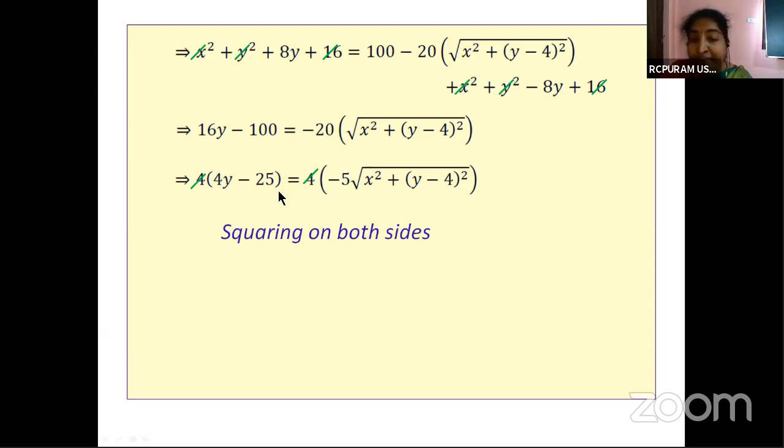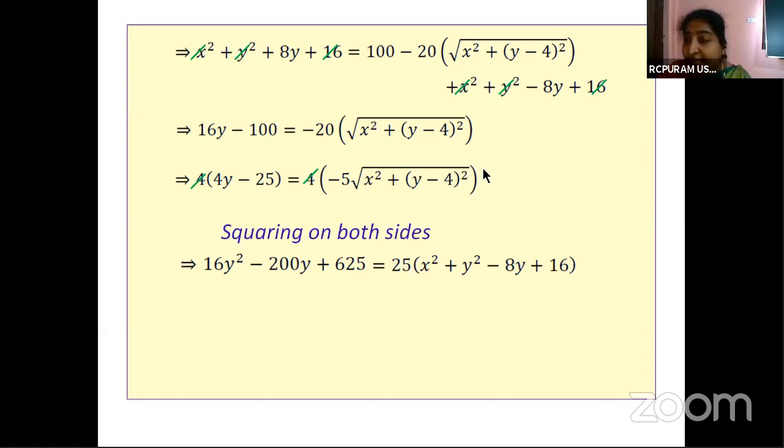4y minus 25 whole square gives you 16y square minus 2 into 4y into 25, which is minus 200y plus 25 square is 625. This is equal to minus 5 whole square is 25. Here the root is getting cancelled with the square. So you will have it as x square. Expand this, children. You will get it as y square minus 8y plus 16.